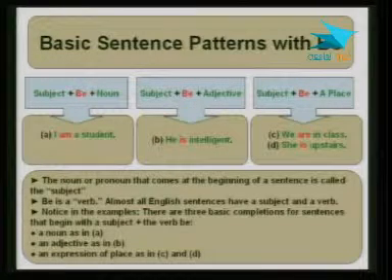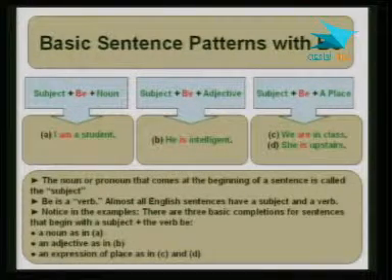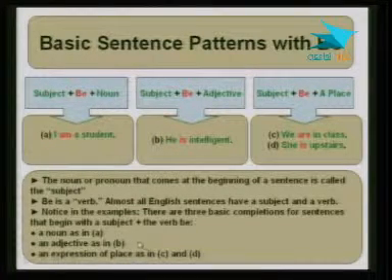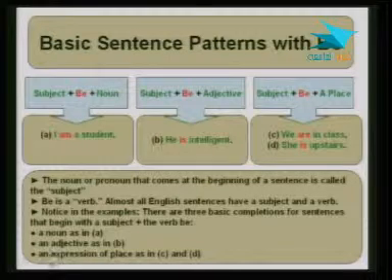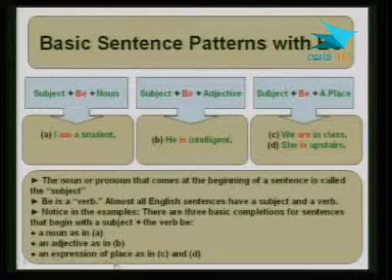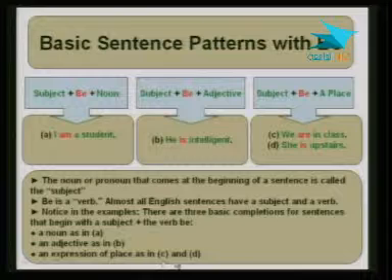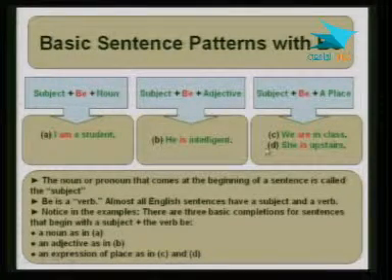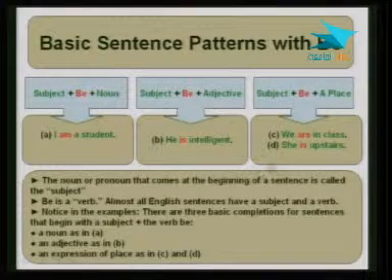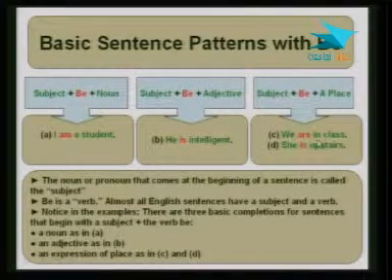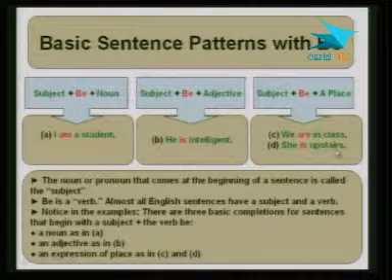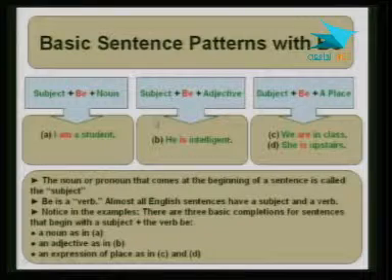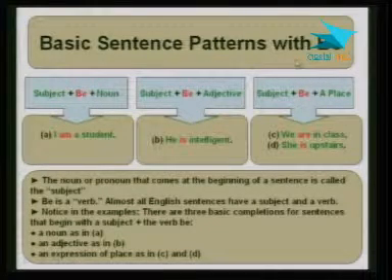We can have smart, happy, sad, and all of these. And the third pattern here is an expression of place, as in C and D. These are the two examples, C and D. So an expression of place, right? A place, like for example, in class, that's a place. Upstairs, that's a place. So these are the basic sentence patterns with be.